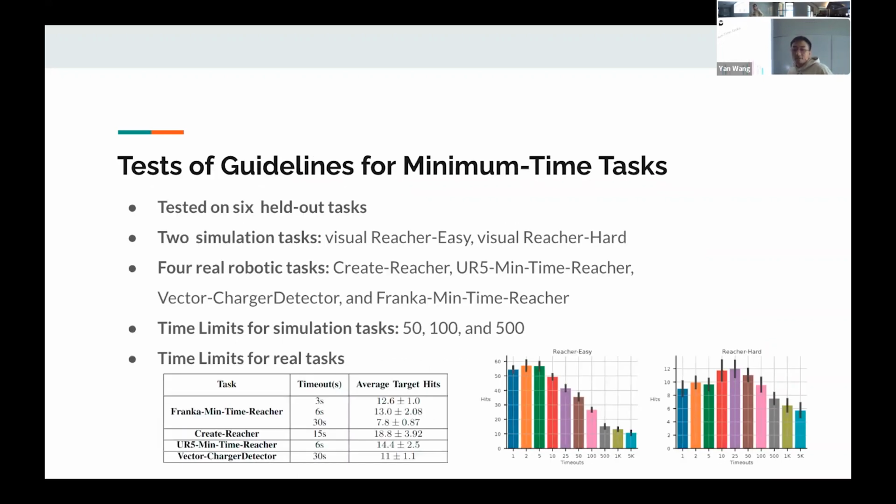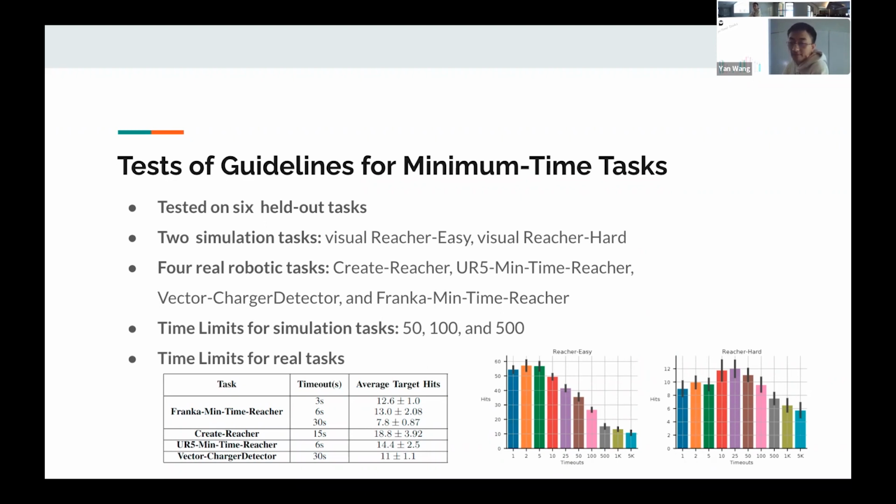So we tested our guidelines by following them on 6 held-out tasks, 2 simulation tasks and 4 real robotic tasks. The 2 simulation tasks are the visual feature easy and the visual feature hard, and the 4 real robotic tasks are the Create reacher, UFI mean time reacher, vector charger detector, and a Franca mean time reacher. The details of the new environments will be given later.